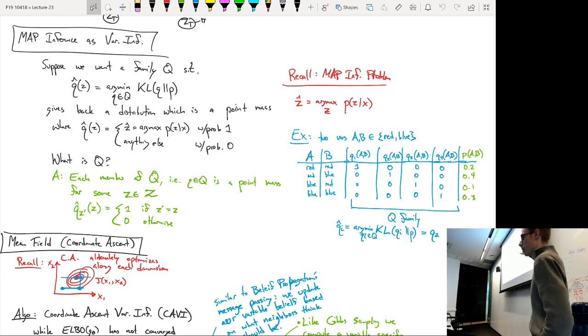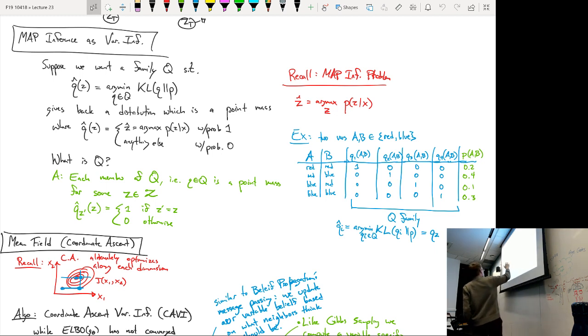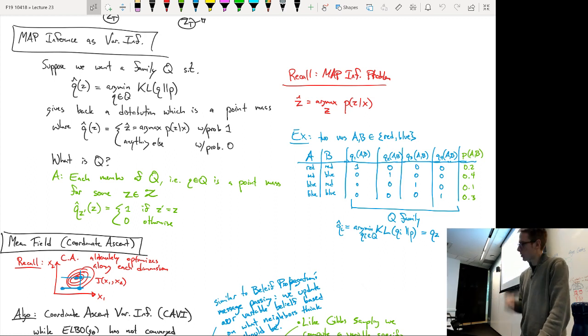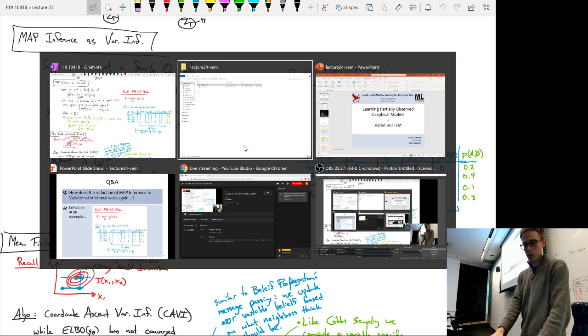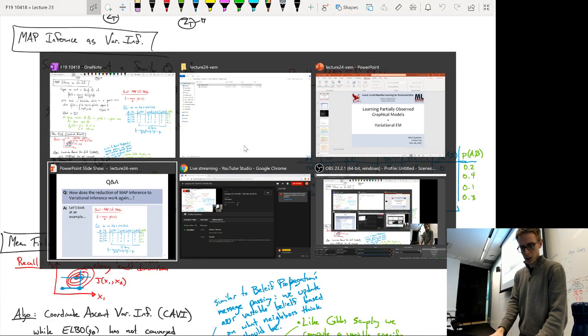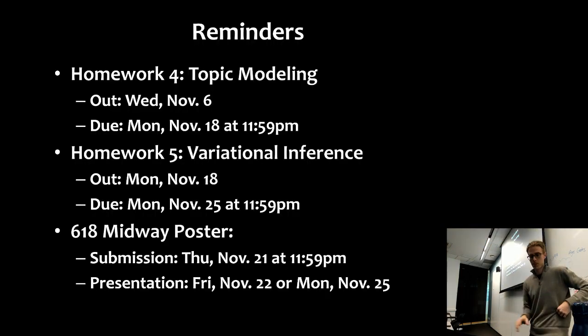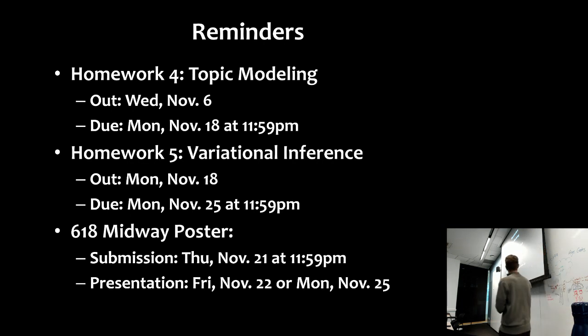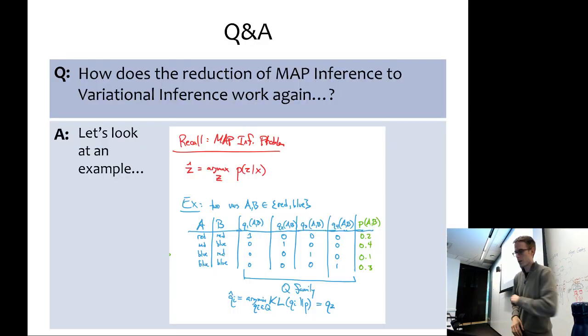Okay, so here we reduce MAP inference to variational inference. So this is illustrative. I'm not suggesting that you actually go out and implement MAP inference in this way, but rather that it's important to understand that what you're doing when you solve this MAP inference could be interpreted as a form of variational inference. So the whole point of this example is just to show the flexibility of the framework that we've built up. Okay, so any other questions just while we're pausing here?